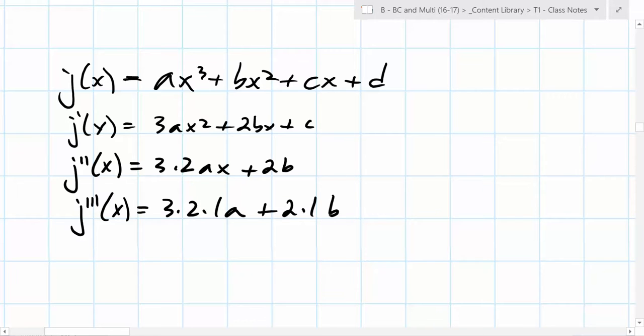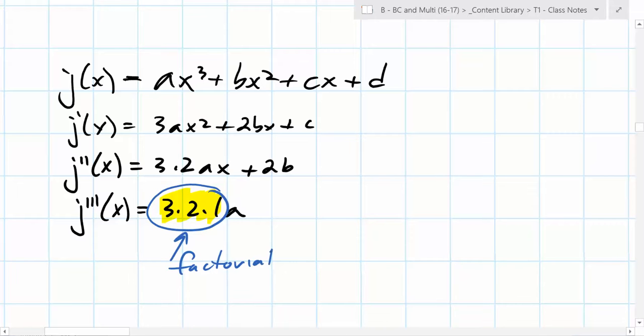I emphatically wrote out the ones because what do you start seeing in there? What do you see? What is that? Stay there. The 2 times 1, sorry, it's just gone, sorry. What do you see right there? What are we going to start seeing popping up when we do the general case? Factorials. You're going to see factorials. So for the third derivative here, you end up with a factorial. So I wanted to show you where that comes from. You will see factorials pop up.